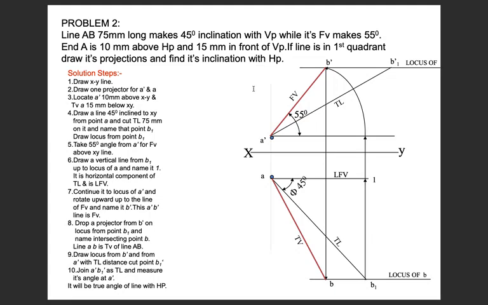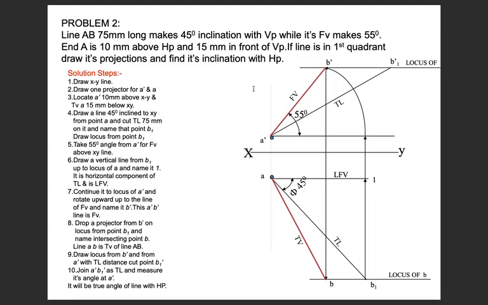Draw a line 45 degree inclined to XY from point A and cut true length 75 mm on it and name that point B1. Draw locus from point B1. Take 55 degree angle from A dash for front view above the XY line. Draw a vertical line from B1 up to locus of A and name it 1. It is the horizontal component of true length and is the front view.